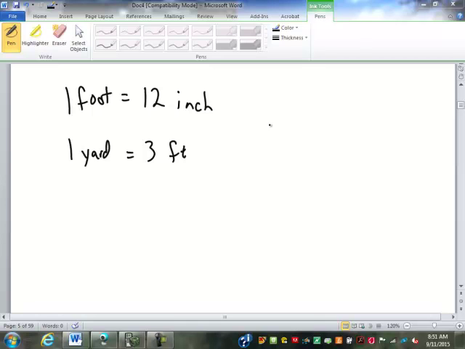Yeah. So anyway, we're not going to worry about the fathom or the league or the furlong, which is 1/8 of a mile. It's only used in horse racing pretty much anymore. But we are going to use a rod.